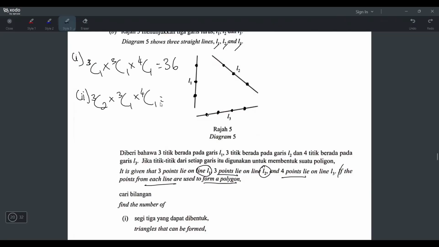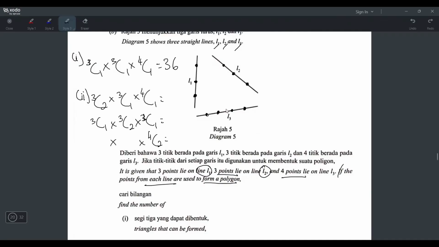That's one way to do it, right? But it can also be 2 points from L2. So that means 3C2 will be here. But if I choose 2 points from L2, then from L1 I only need 1 point, and from L3 I only need 1 point to form the quadrilateral, because you have enough 4 points. For the last one, maybe you can also choose 2 points from L3 here, right? So it will be 4C2.